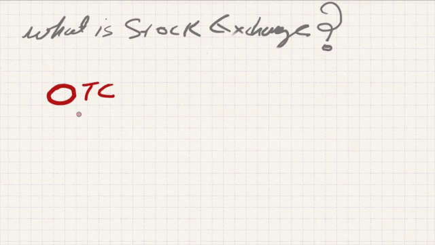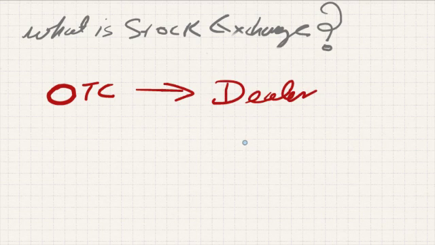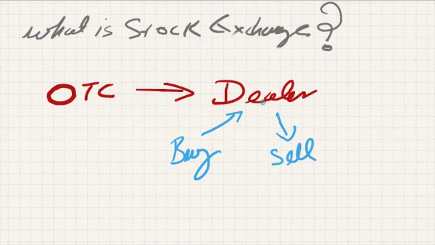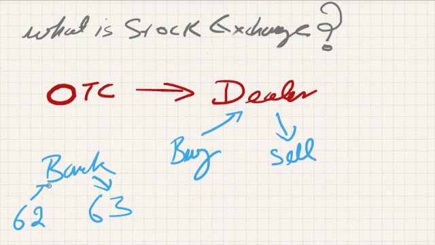trading. Now, in OTC trading, there is a dealer who generally buys from you and sells to you. Let's take an example of a bank. What a bank does is it buys, let's say, USD for 62 rupees and sells USD for 63. This normally happens in a dealing market, a dealer-based market.